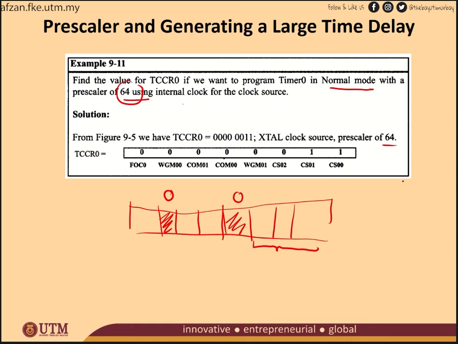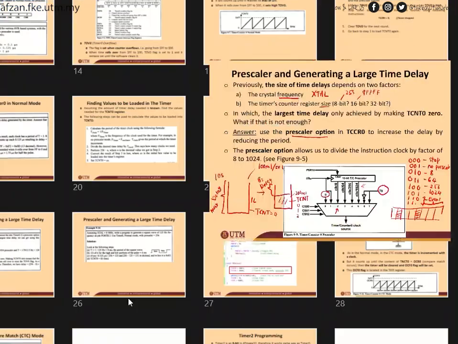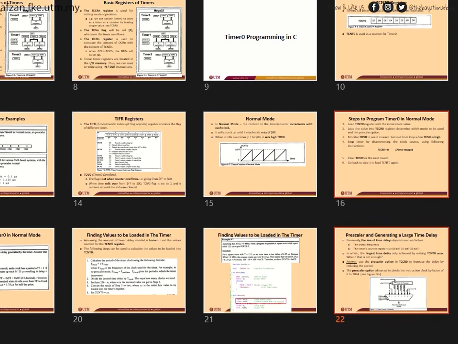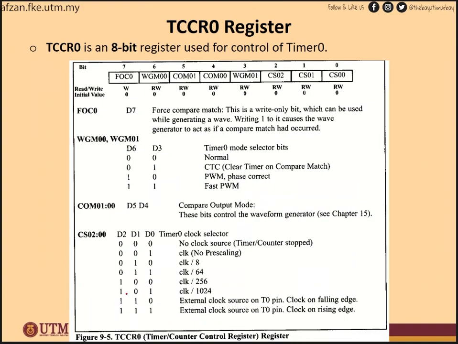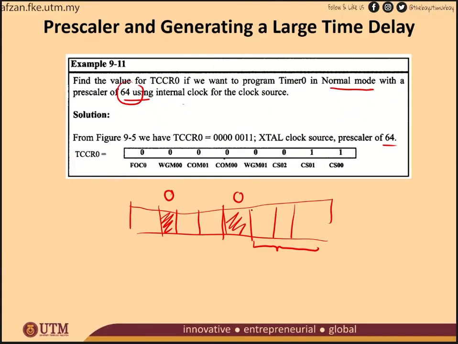So what is the value for 64? You need to go back to the earlier slide. Let me show you the slide first. Just go to this slide and find the value for 64. The value for 64 is 0 1 1, so you just put 0 1 1. What about the rest? Just put 0 0 0.